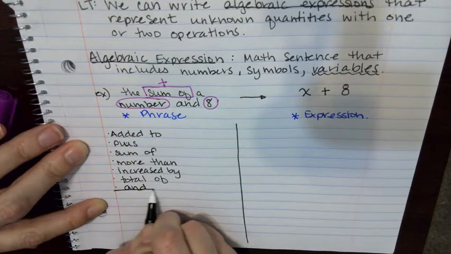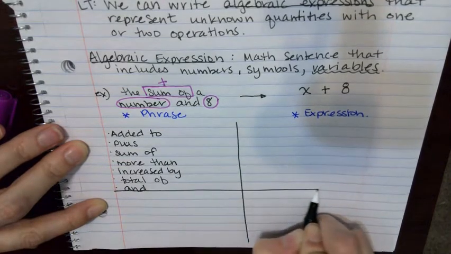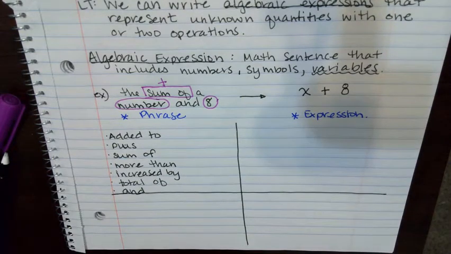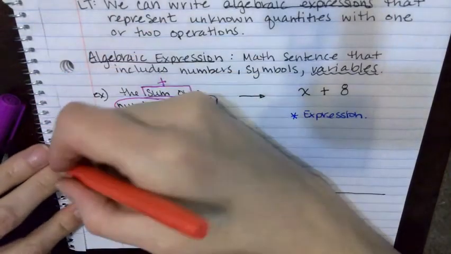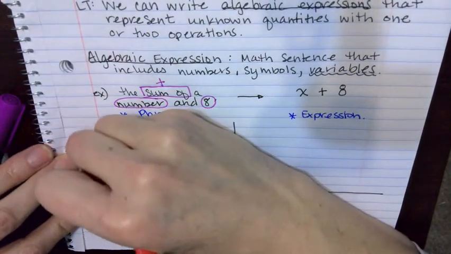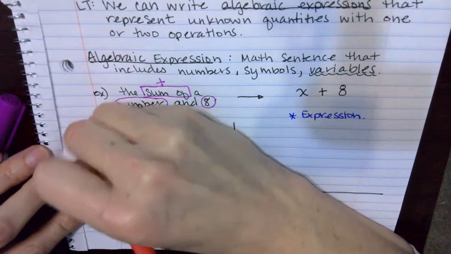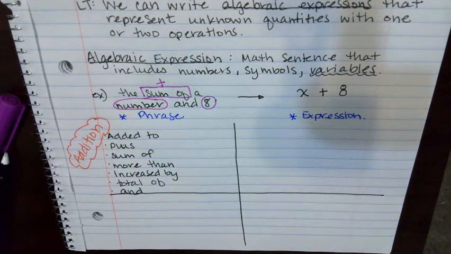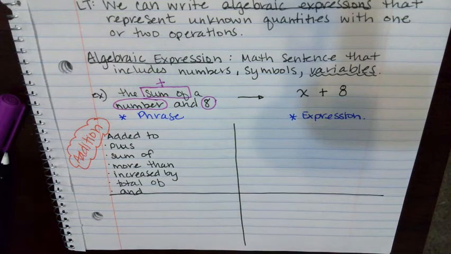Now I want you to go ahead and draw a line across here. And we are going to call these ones your addition operation words. Over here, let's do some subtraction.